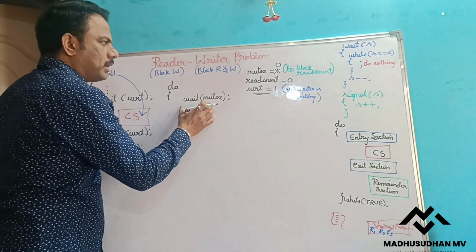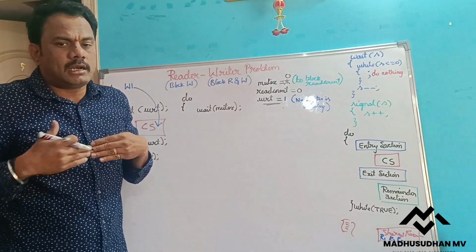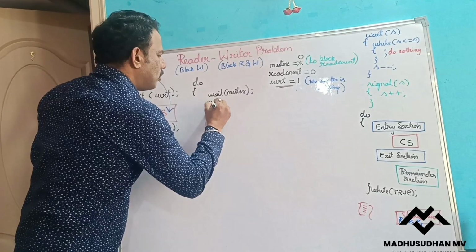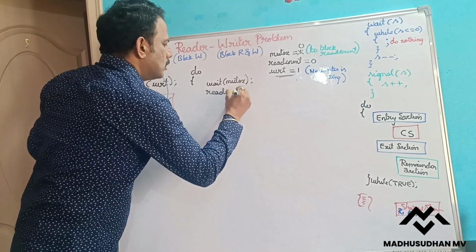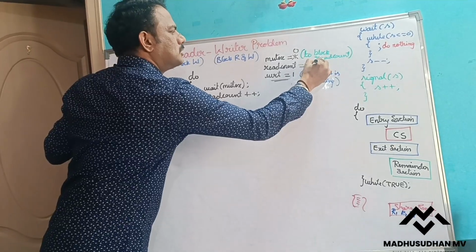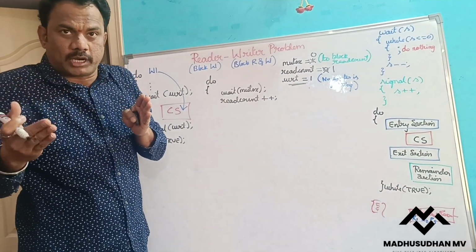Now after mutex, what? I am the first person entering. So how many processes are reading? I am the only one person. That means I have to increment the read count. So read count plus plus. That means now I incremented this to 1. That means now one reader is about to read.